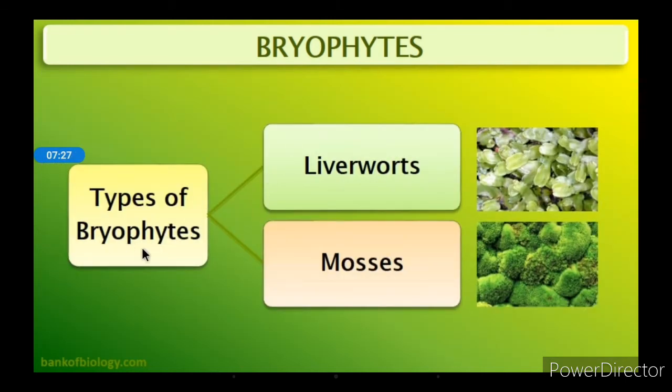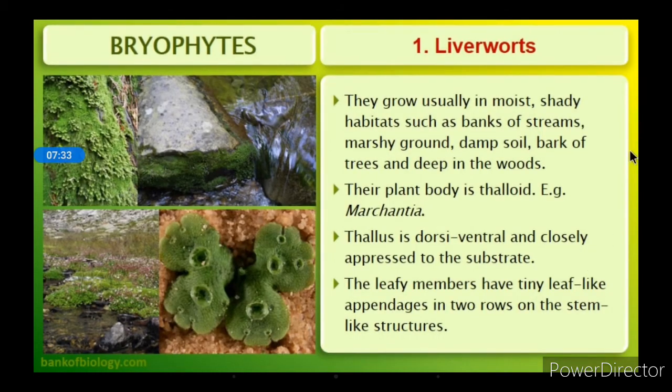Then the types of bryophytes: we are going to discuss liverworts and mosses. First we will discuss liverworts. They are usually seen in moist, shady habitats, such as banks of trees, marshy ground, damp soil, the bark of trees, deep woods, etc. Generally these bryophytes will be seen in these areas only.